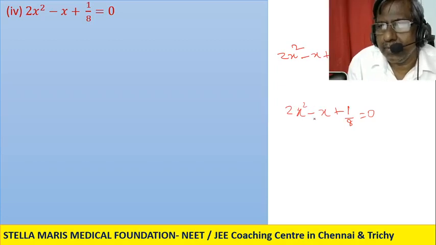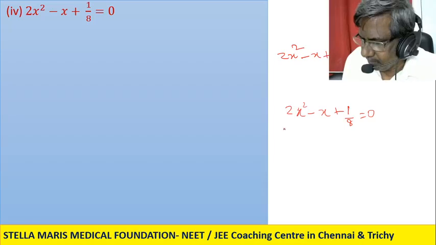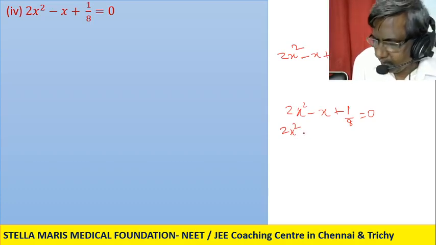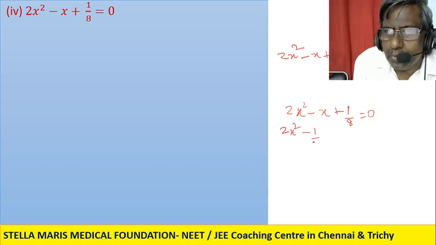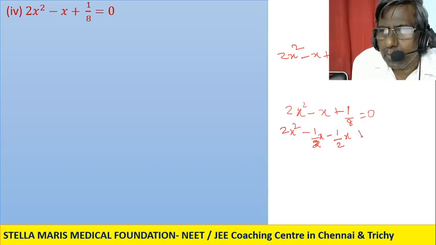Here, 2x square minus x plus 1 by 8 is equal to 0. See how I am splitting it. I'll write this minus x as minus 1 by 2x minus 1 by 2x. See, minus 1 by 2x and minus 1 by 2x will give you minus x. Am I right? Plus 1 by 8 is equal to 0.